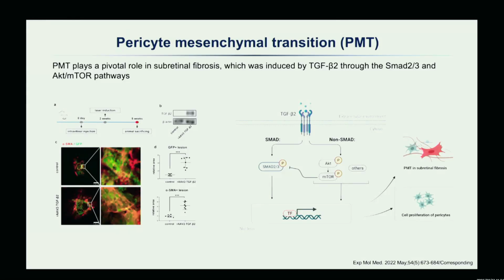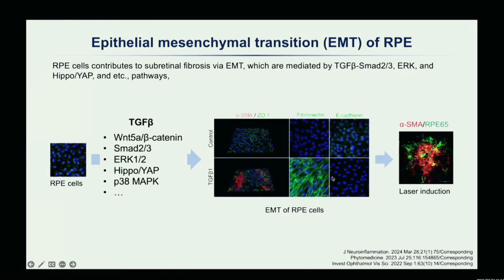We found that choroidal pericytes can be involved in subretinal fibrosis through pericyte-myofibroblast transition, PMT. This pathway was mainly through the TGF-beta SMAD pathway and non-SMAD signaling pathways, including the AKT-mTOR signaling pathway. We also found that RPE cells can be involved in subretinal fibrosis through epithelial-mesenchymal transition, via different signaling pathways like Wnt5A, beta-catenin, SMAD2/3 and ERK signaling pathways, which indicates that RPE cells are involved in this subretinal fibrosis.